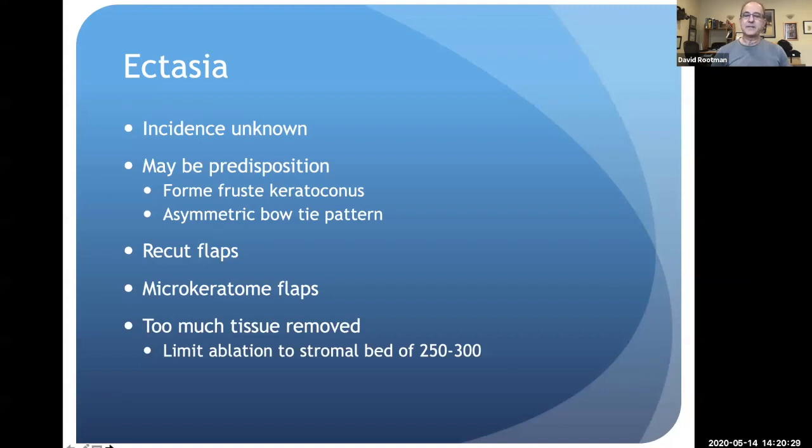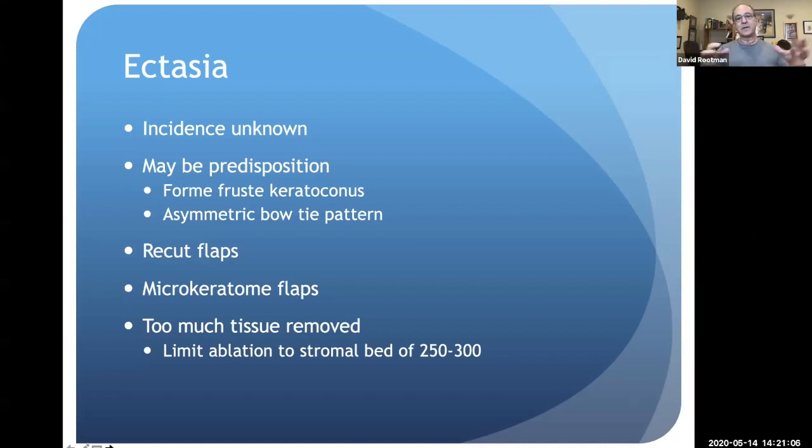There may be predispositions, and for that reason, we spend hours going over topographies and tomographies to see if we can identify in advance those patients who are at risk, those that have preclinical keratoconus, or what some people call forme fruste keratoconus, or some other irregularities like an asymmetric bow tie pattern, or even high astigmatism or even high K readings. I think those are red flags.